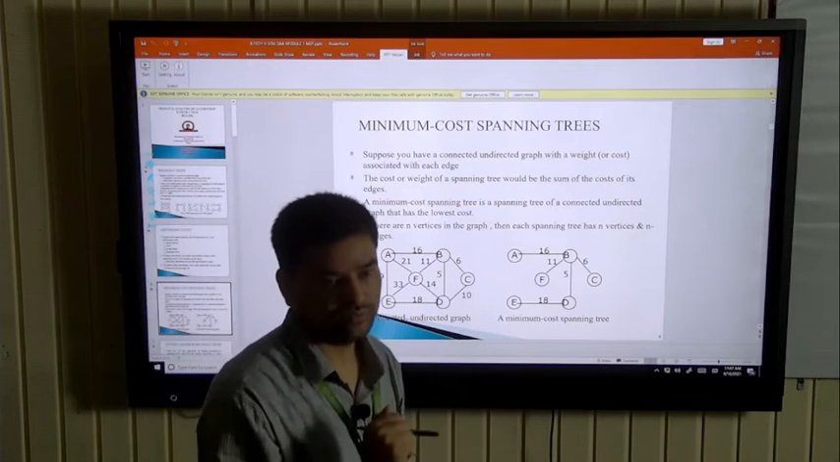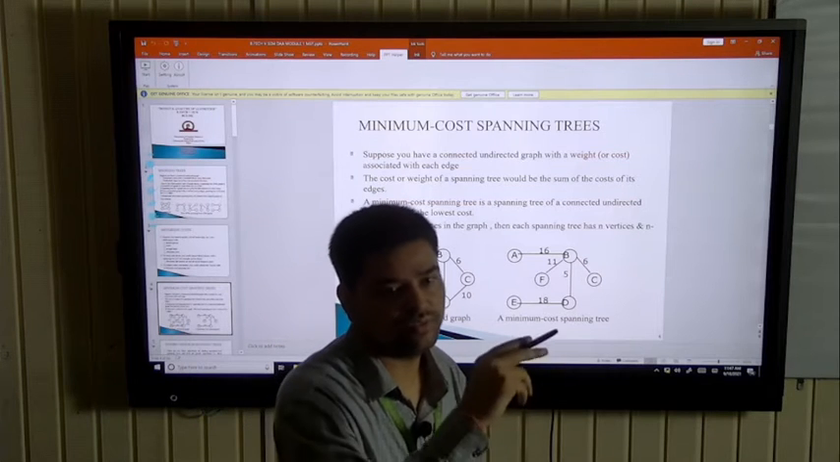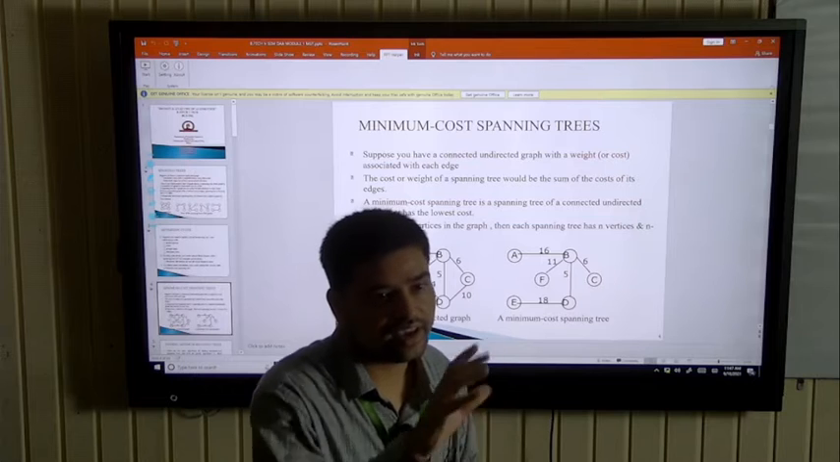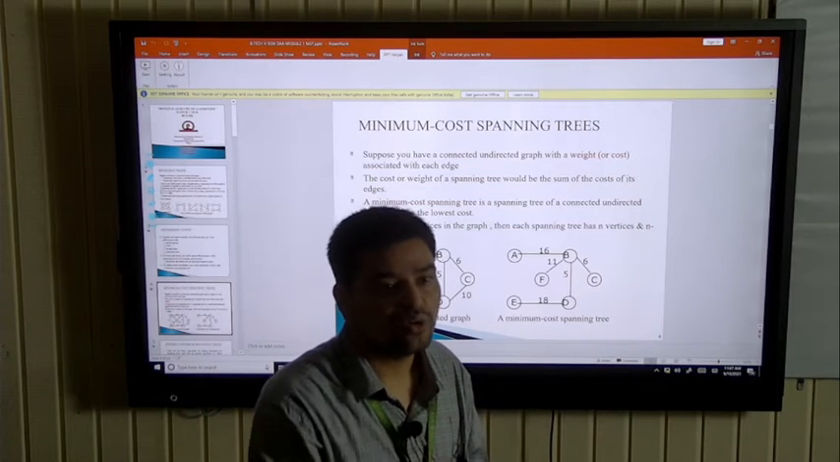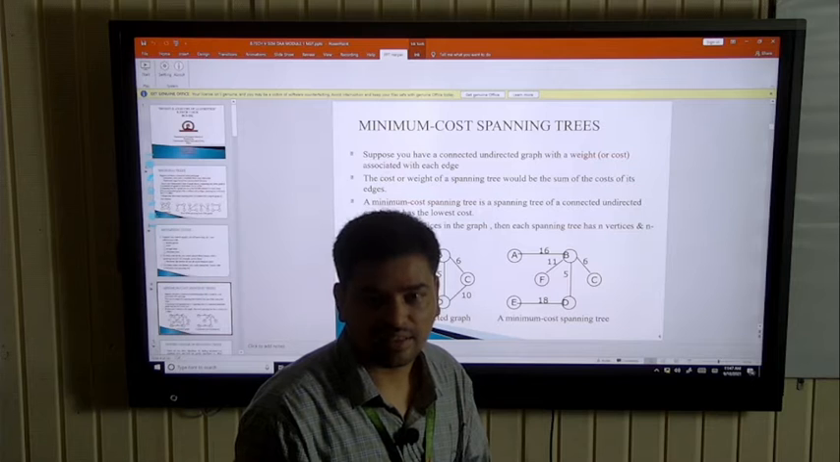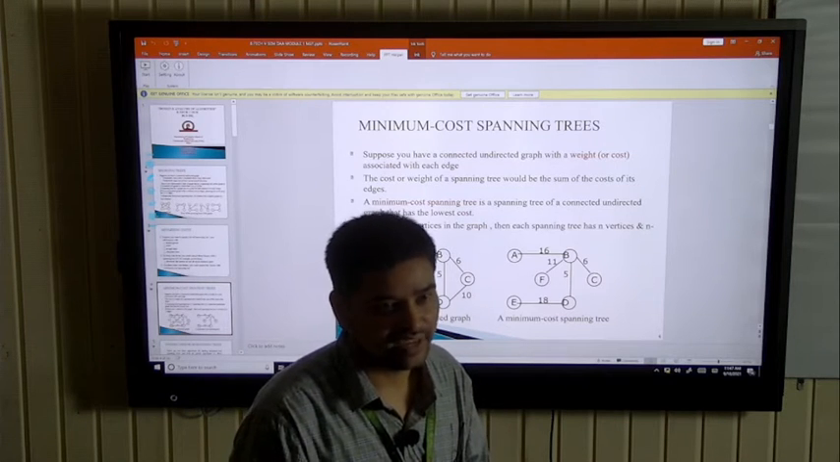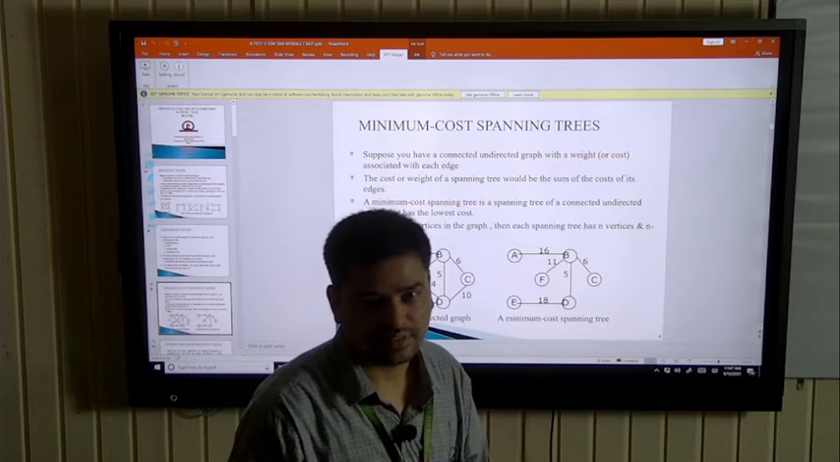Now your assignment question. How many spanning trees can we get from a graph? How do we calculate it? It is not n, there is a formula. In the next class, this is your assignment question. Clear?